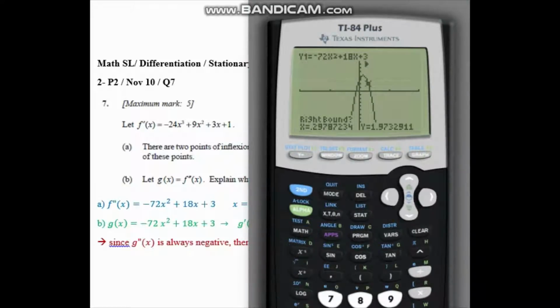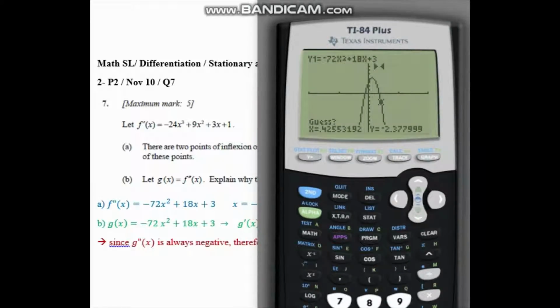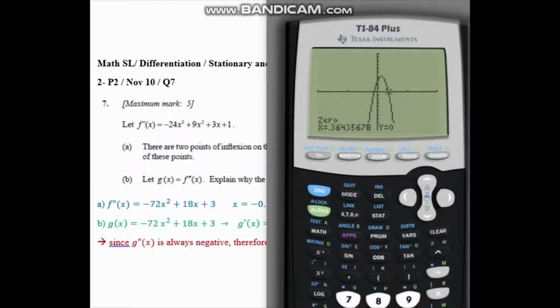Next, I'm required to get the right bound of the x-intercept, so I'm going to drag the cursor again to the right of that point, somewhere here. Finally, I need to guess where the x-intercept is, so I'm going to try to get my cursor as close as possible to the x-intercept, somewhere here. And the calculator tells me that the x-intercept is at 0.3643, or simply 0.36. So one of my solutions is 0.36.